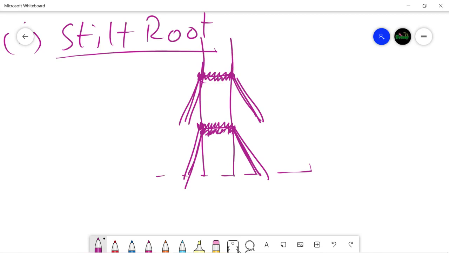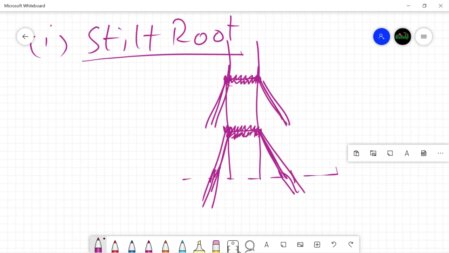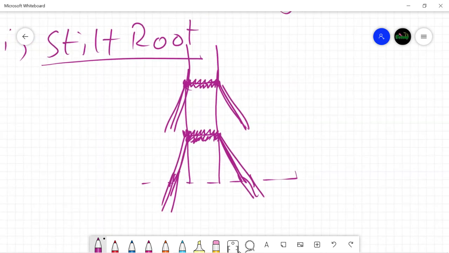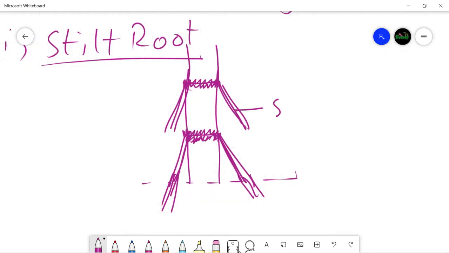They enter the soil and anchor the plant. So they give support to the plant. So these are stilt roots.